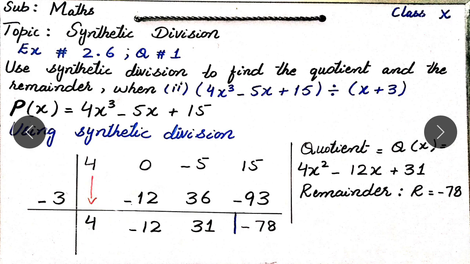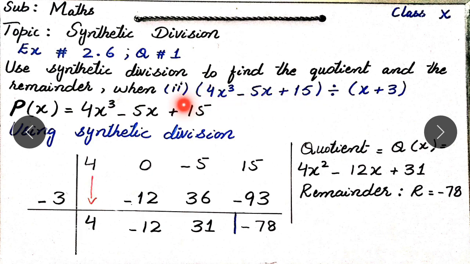Let's go with the exercise. Synthetic division is used in exercise 2.6, question number 1. The question states: use synthetic division to find the quotient and the remainder. Meaning we are going to use synthetic division for finding the quotient as well as the remainder. So let's see how this can be done.